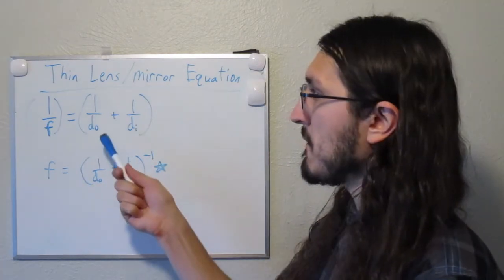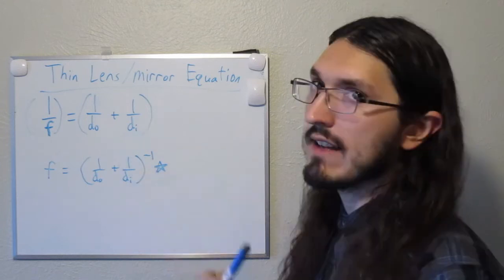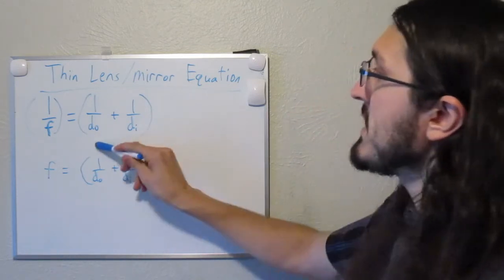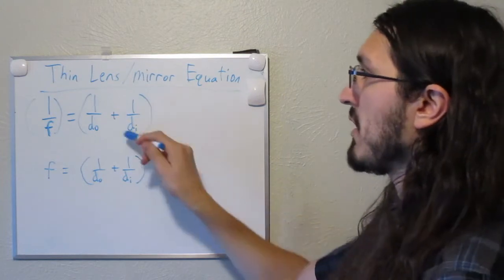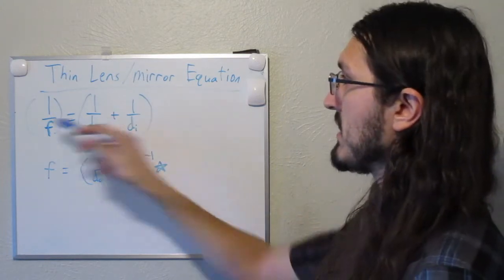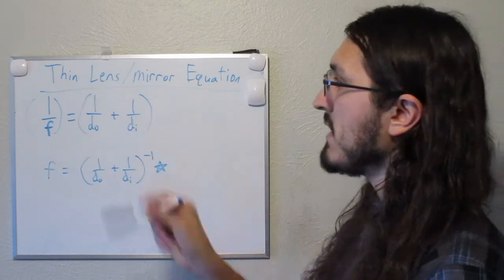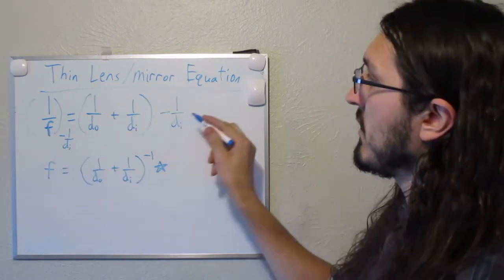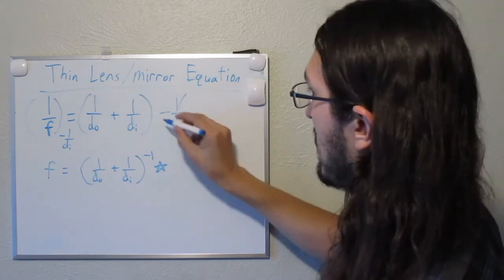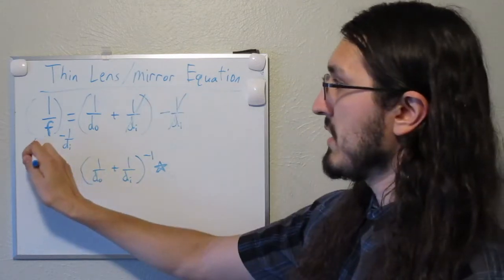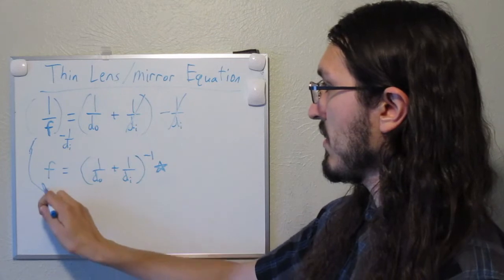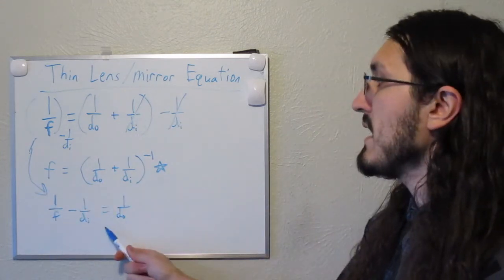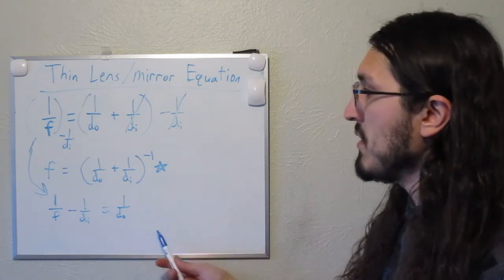Now if I want to solve for do or di, I have to isolate those variables. I'll start off by doing do. To find do, I would need to get this term off of this side of the equation and move it to the other side. Since it's being added, I'm going to do the opposite of that and subtract it. I would subtract it from this side, and then over here it would cancel out. Now I have this equation: 1 over f minus 1 over di is equal to 1 over do.